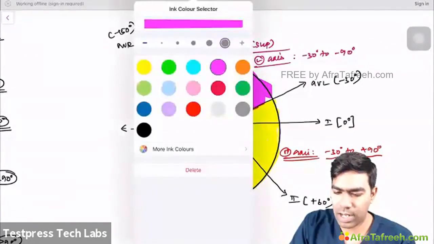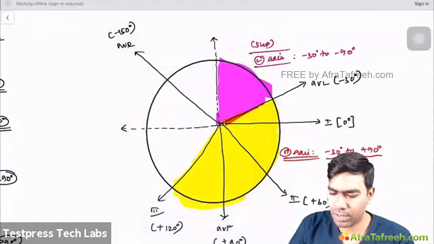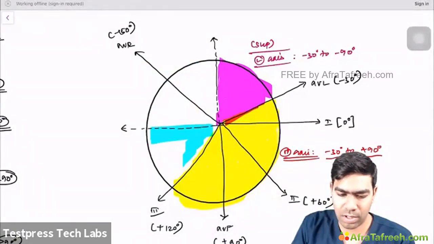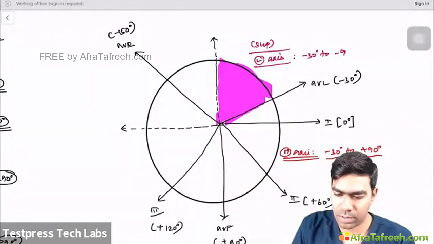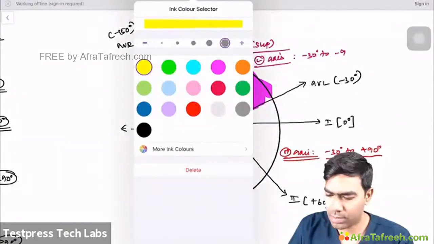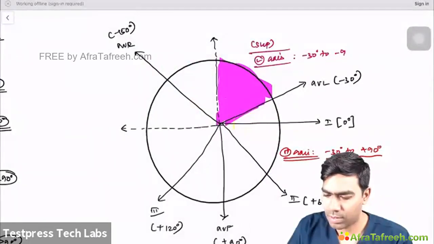And then we can have the right axis. I think I have drawn this one wrongly. 1 second. Minus 30 to plus 90. So this is where I have to draw. Sorry for that. Even I am hungry, I think.